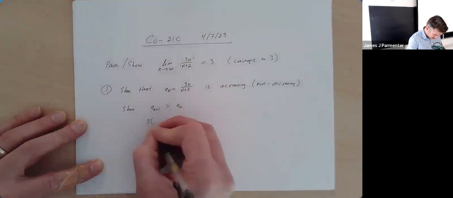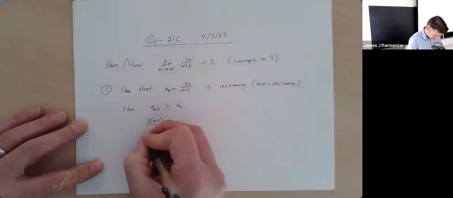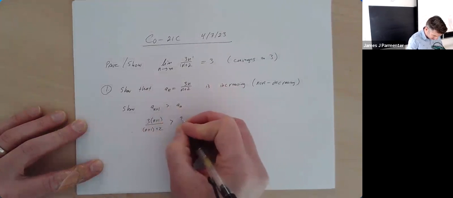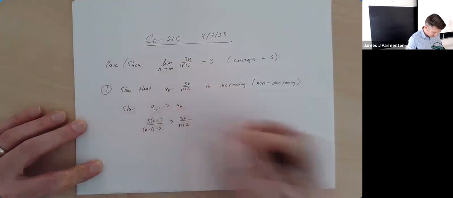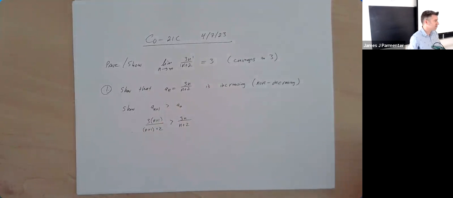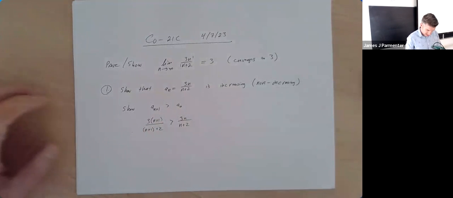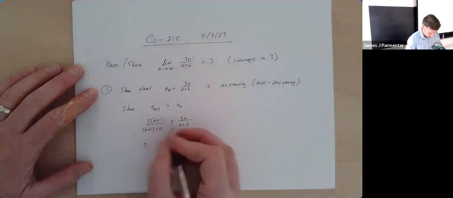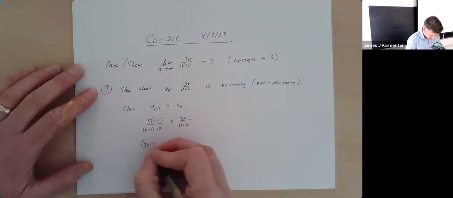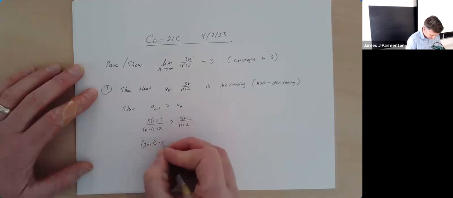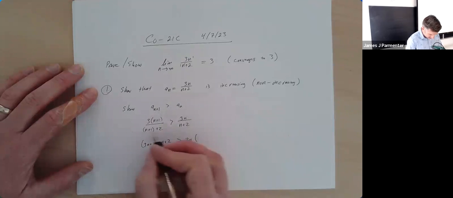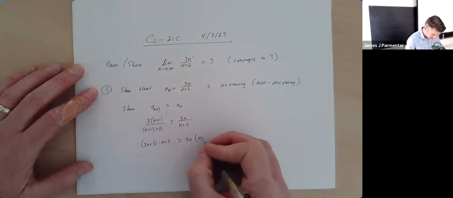So I'm just going to literally write the things here. I'm going to have 3 times n plus 1 over n plus 1 plus 2. Is that bigger than 3 times n over n plus 2? Maybe. I'm going to check by doing some cross multiplying. I'm going to multiply the 3 with the n plus 1, so I'm going to have 3n plus 3, multiplied by n plus 2. And I'm asking still, is that bigger than 3n times this denominator here, n plus 3?